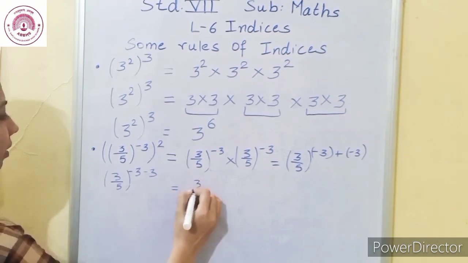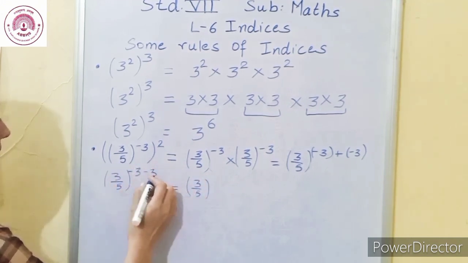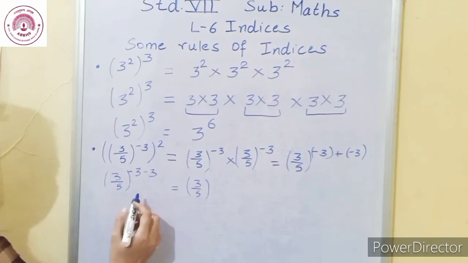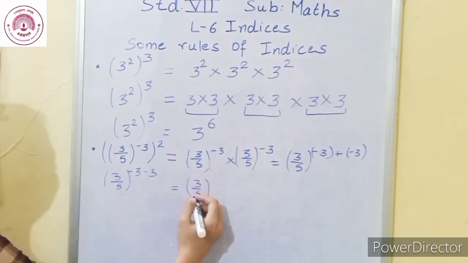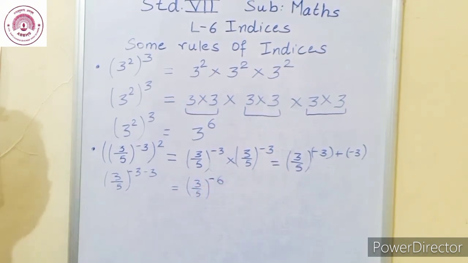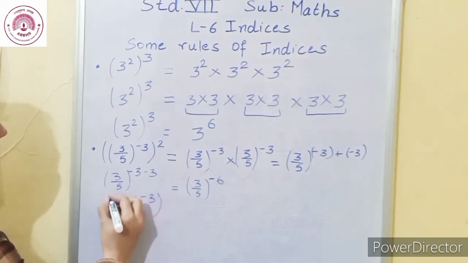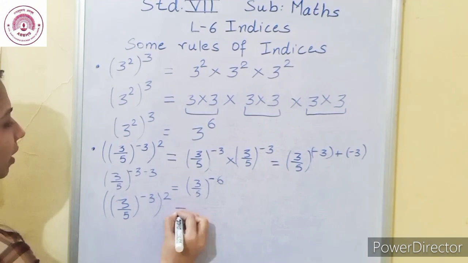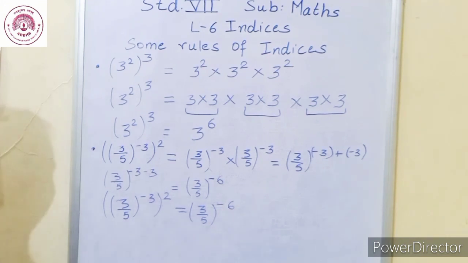Now, simplifying it, 3 by 5 raised to the power minus 3 minus 3. As you know, minus 3 minus 3 is 6 with negative sign. So, it becomes 3 by 5 raised to the power 6 with negative sign. Or we can write 3 by 5 raised to the power minus 3 raised to the power 2 equals 3 by 5 raised to the power minus 6.